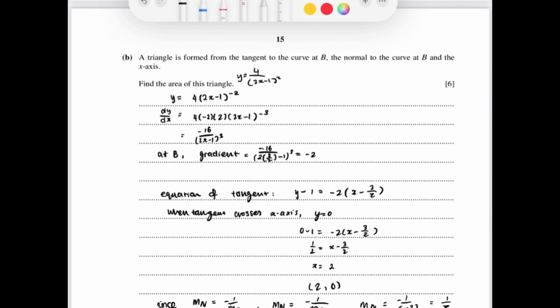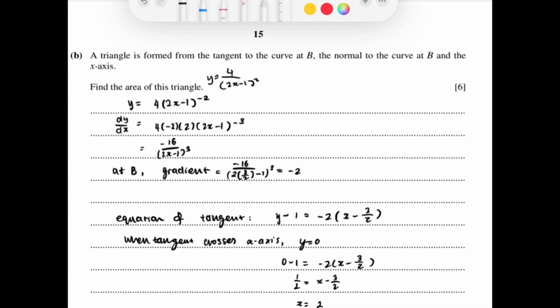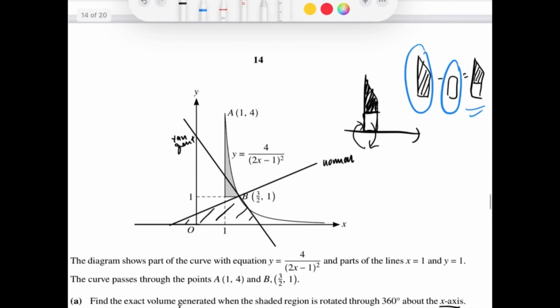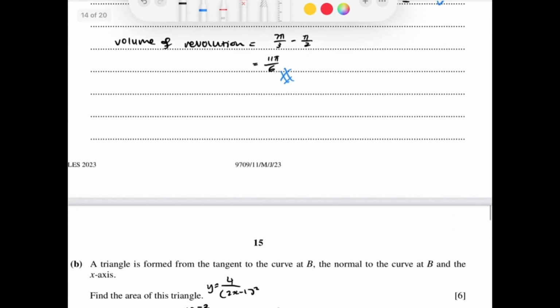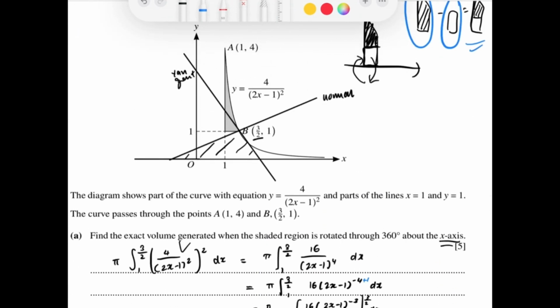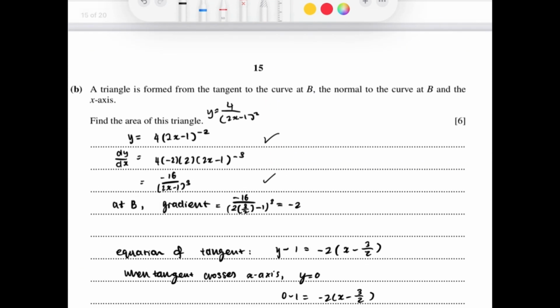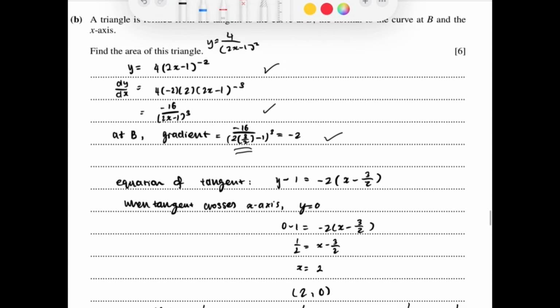So what I did was I differentiated the equation to find the gradient of my tangent, because that's how you find it. You have to differentiate your equation to find the dy over dx, and from there you just substitute the x value of the coordinate where the tangent is, and that over here is b. So my x value will be 3 over 2, and I substituted that into my equation and I got the gradient -2.